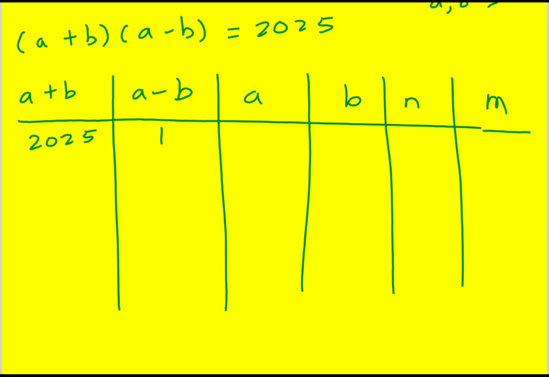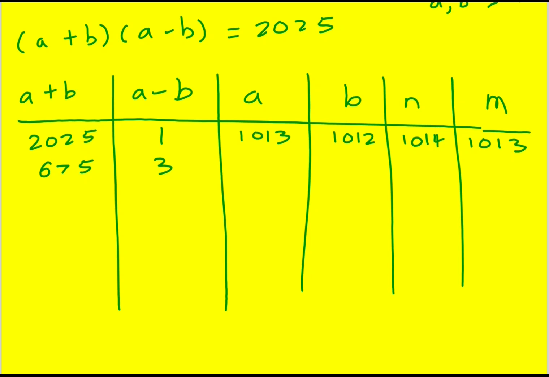And if I wanted to solve this to find a, I could again add them together and divide by 2. I'm going to get 1,013. And then this will be 1,012. Now add 1 here to get 1,014 and 1,013. So that'll be a solution. And then I'm just going to write down other factors. I will talk about how you could avoid doing this in a minute, but this is how I did it. So 675 and 3 will work.